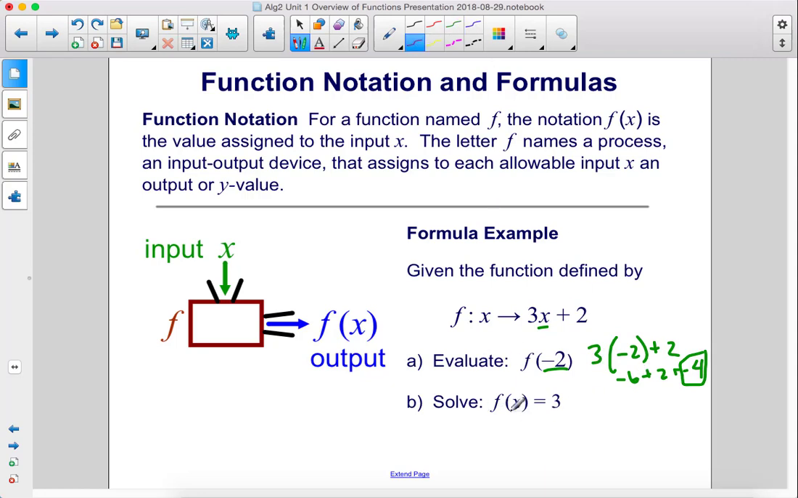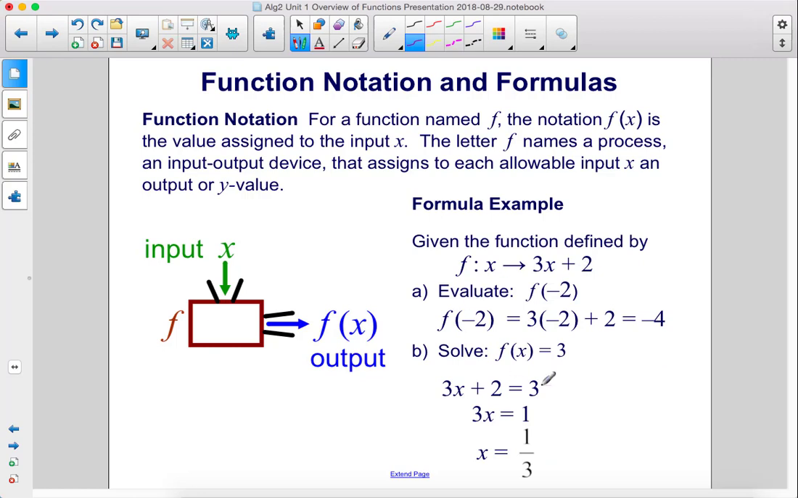For B, solve f(x) equals 3. All right, written like this means that this function equals 3. So 3x plus 2 equals 3. What is x? All right, so 3x equals 1, x equals 1/3. You can see that we have gotten both of these correct.